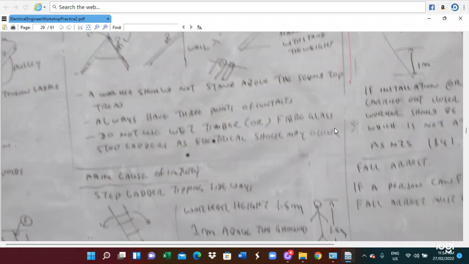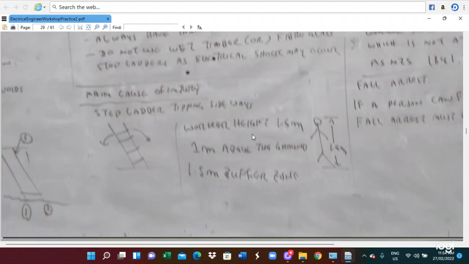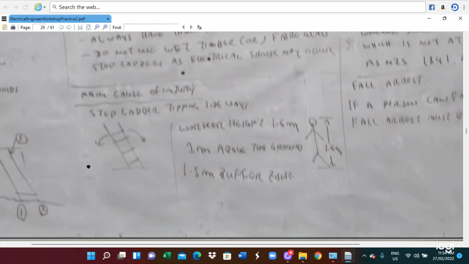Sometimes you also have to be aware of electrical shock. If an electrical wire is attached to the ladder and your ladder is metallic, it can cause an electrical shock. So that is an important aspect. Another thing: the worker height is normally 1.6 meters, 1 meter above the ground. They must have an appropriate buffer zone, which is an important aspect.